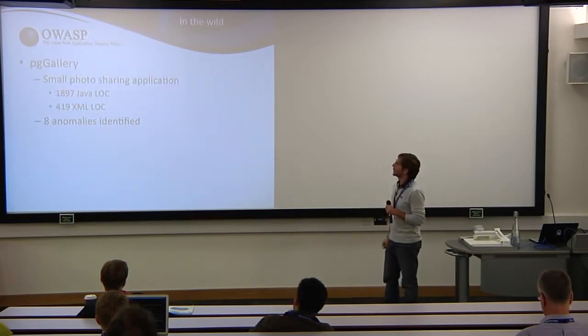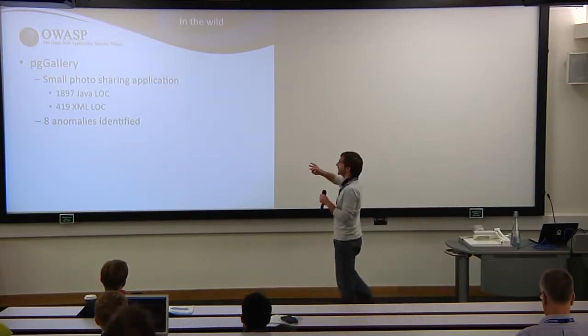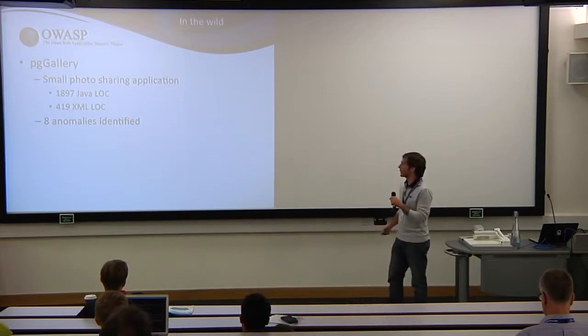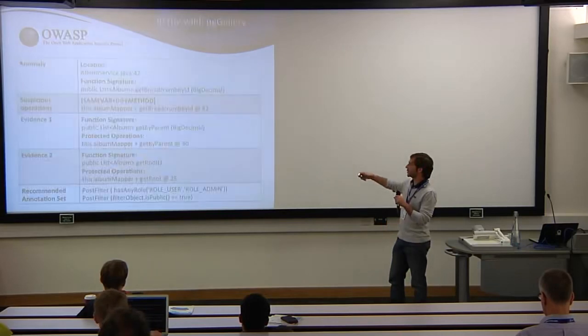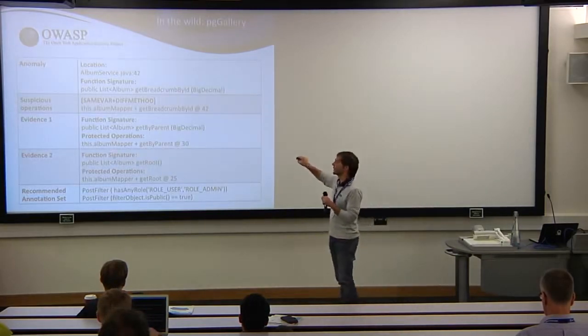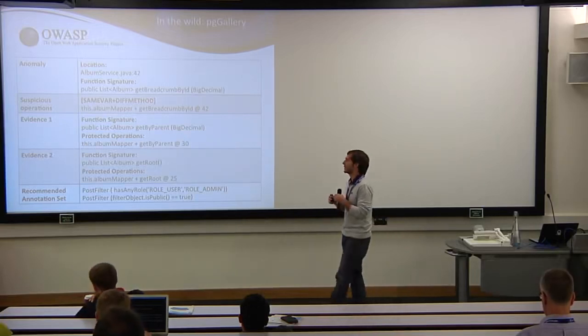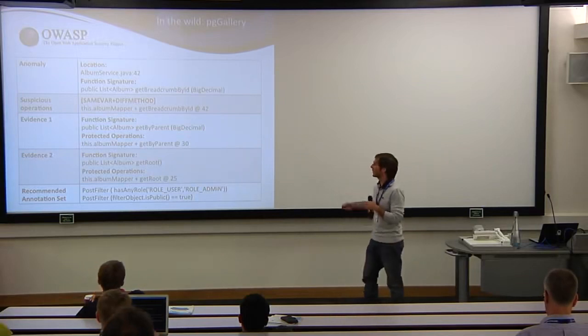So this is another application called PJ Gallery. It's a very small application, almost 2,000 lines of Java code, and we found 8 anomalies. One of them that we reported to the developers and was acknowledged was this one. So actually, this is same variable, different method. It's actually calling on the same exact instance of the variable, but a completely different method.